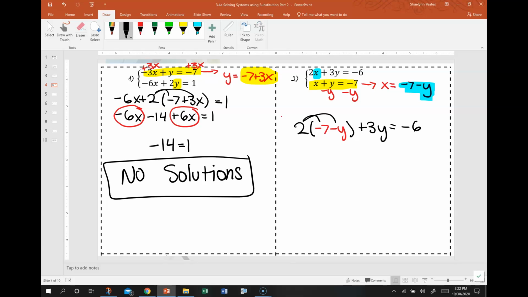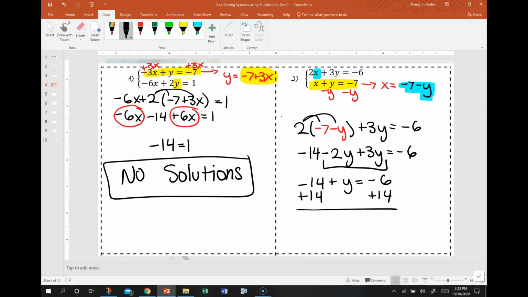From here I distribute my 2. I end up with -14 minus 2y plus 3y equals -6. From here I combine like terms. -2y plus 3y is a positive 1y, and I don't really have to write the 1, so I'm just going to write it as positive y equals -6. From here I would add 14 to both sides, and I get y equals 8.